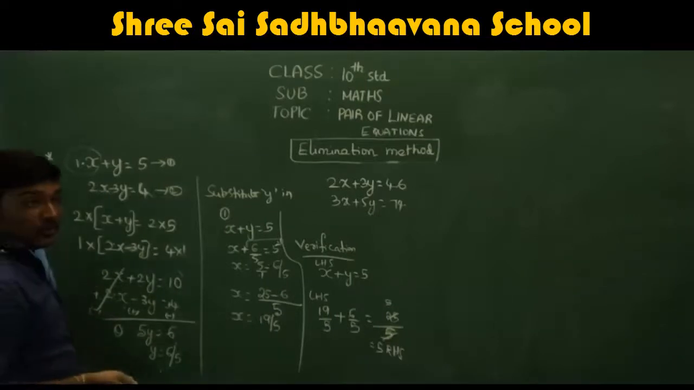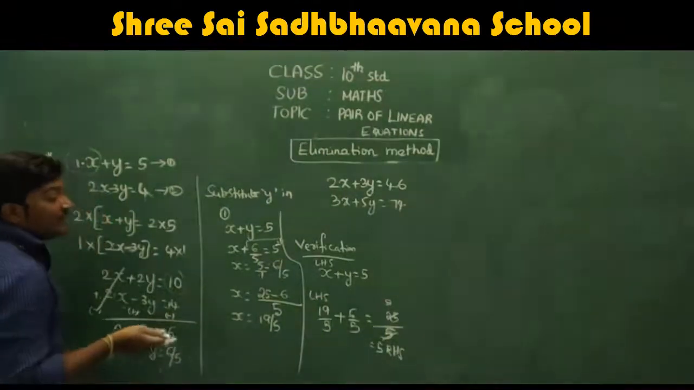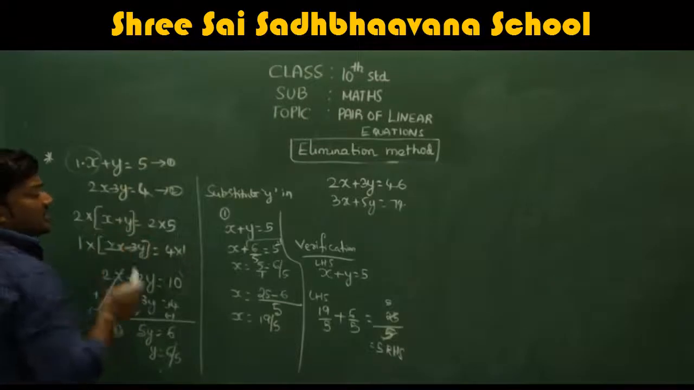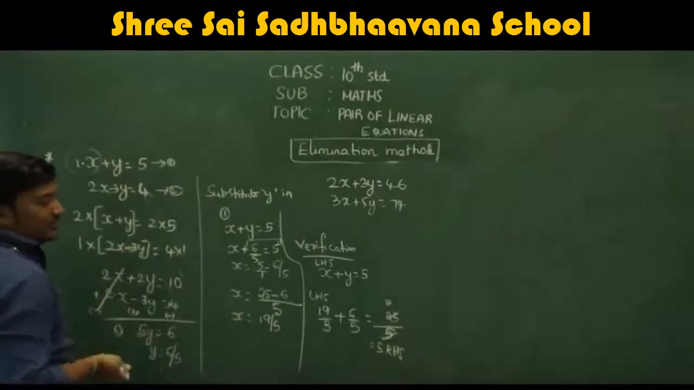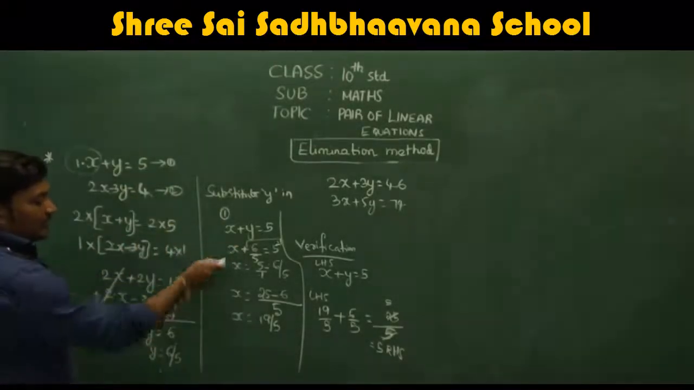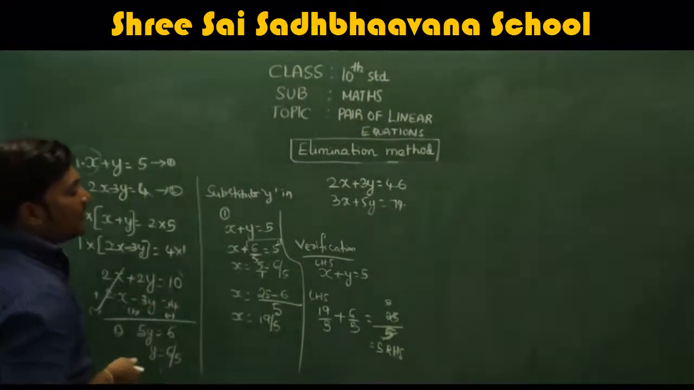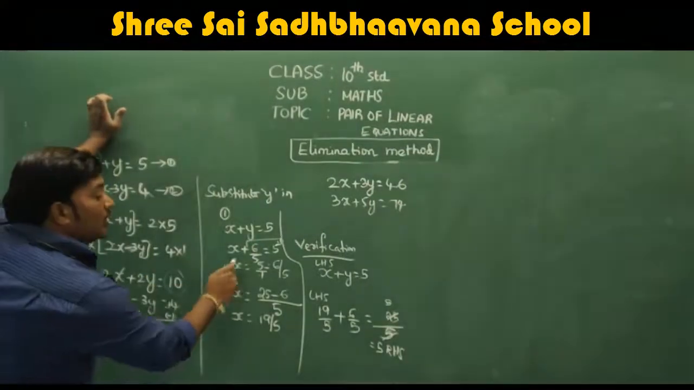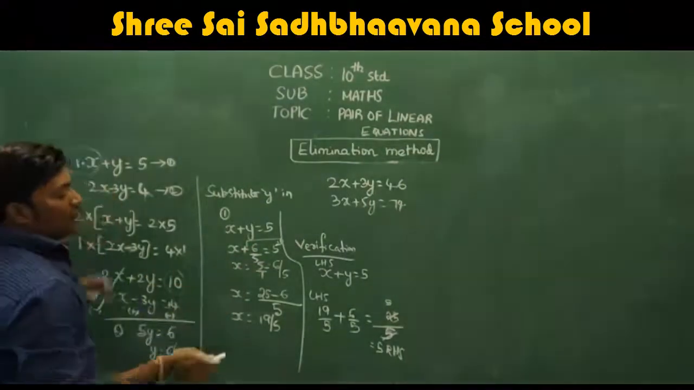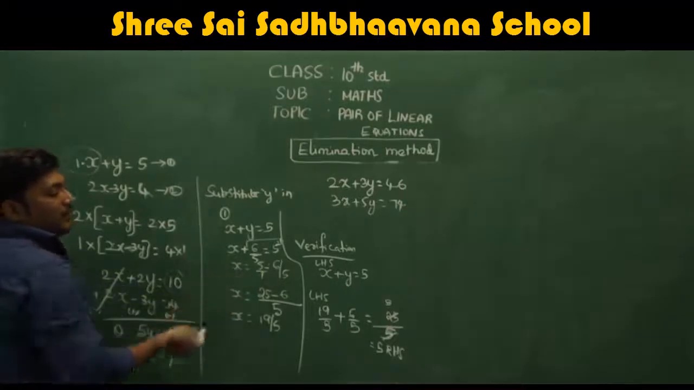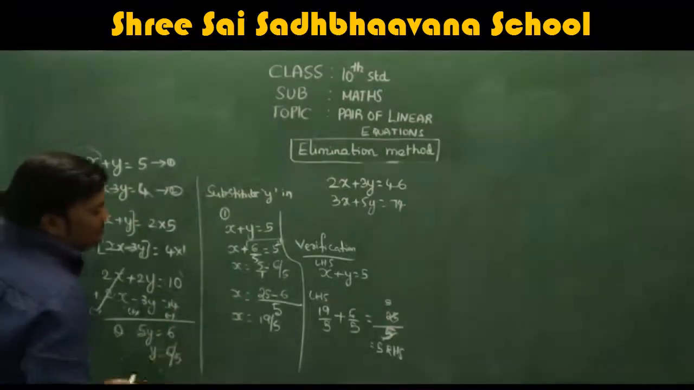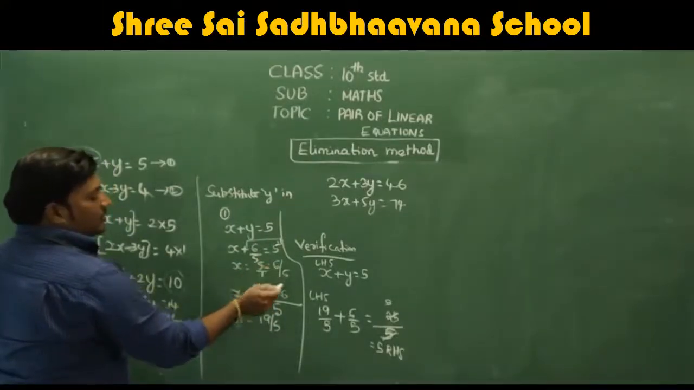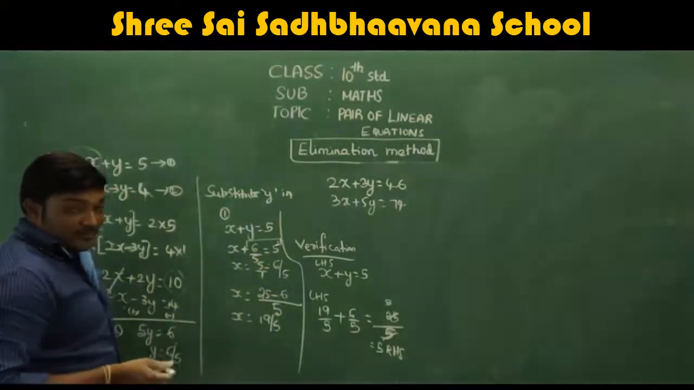Now I got the y value, so I have to find the x value. How to find the x value? Choose the easiest equation. I will take the first equation, x plus y is equal to 5, which is easier. Substitute the y value in that. So x plus 6 by 5 is equal to 5. This 6 by 5 is positive; when it comes to the other side, it will become negative. So x is equal to 5 minus 6 by 5. Nothing is there under 5, so you can write 5 by 1 also. So 1 and 5, the LCM is 5. So 5 into 5 is 25, cross multiply, minus 6 into 1. So 19 by 5 you will get as the x value.